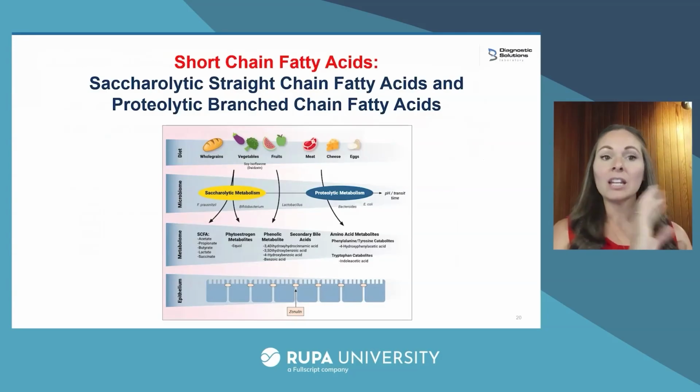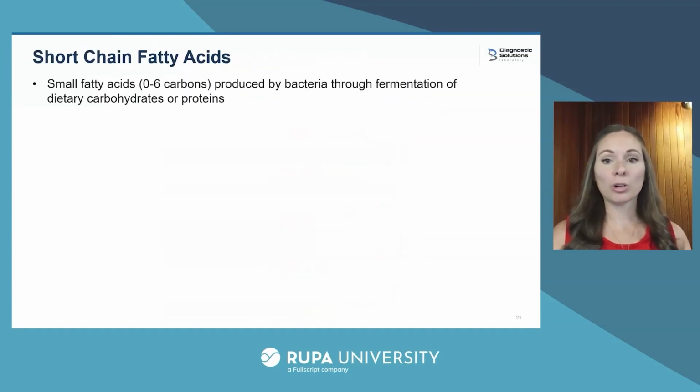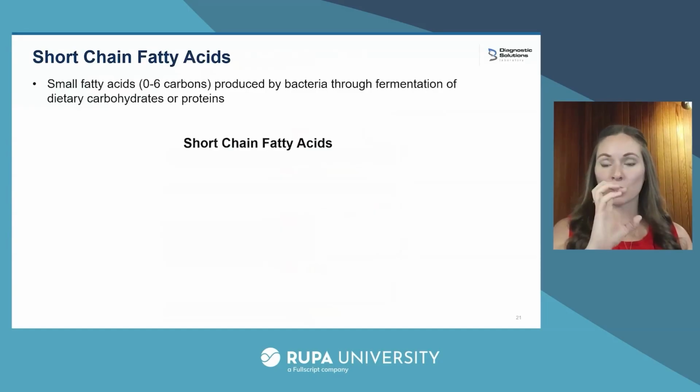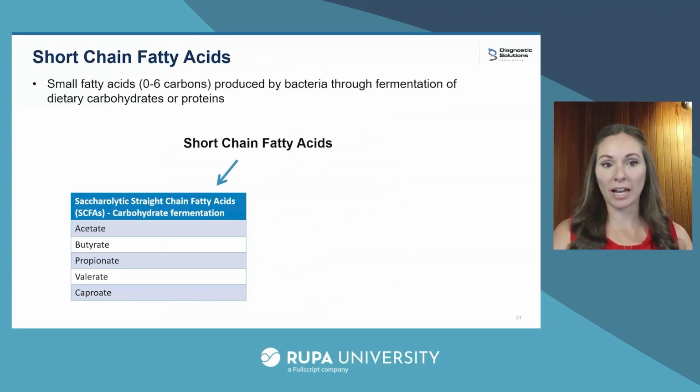Now the bottom half is looking at our short chain fatty acids. And I'm going to explain what is a saccharolytic straight chain fatty acid and what is a proteolytic branch chain fatty acid. Okay, so simply put, short chain fatty acids are small fatty acids that are 0 to 6 carbons long. They're produced by our bacteria from fermentation of dietary carbohydrates. So our overall heading is short chain fatty acids. And as you've seen, we've got two groups under that heading. Our first group is our saccharolytic straight chain fatty acids, and these are a result of carbohydrate fermentation.